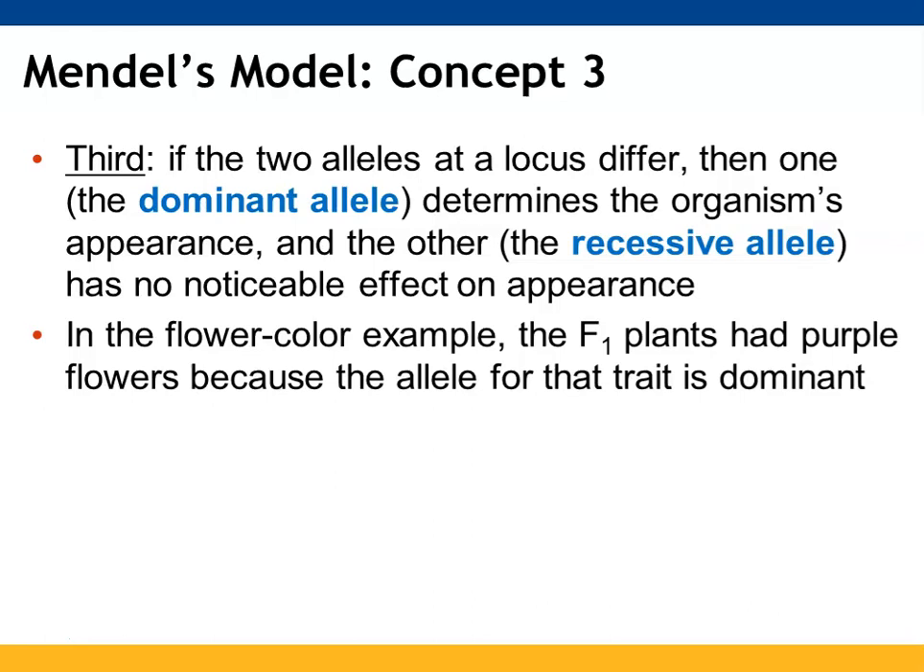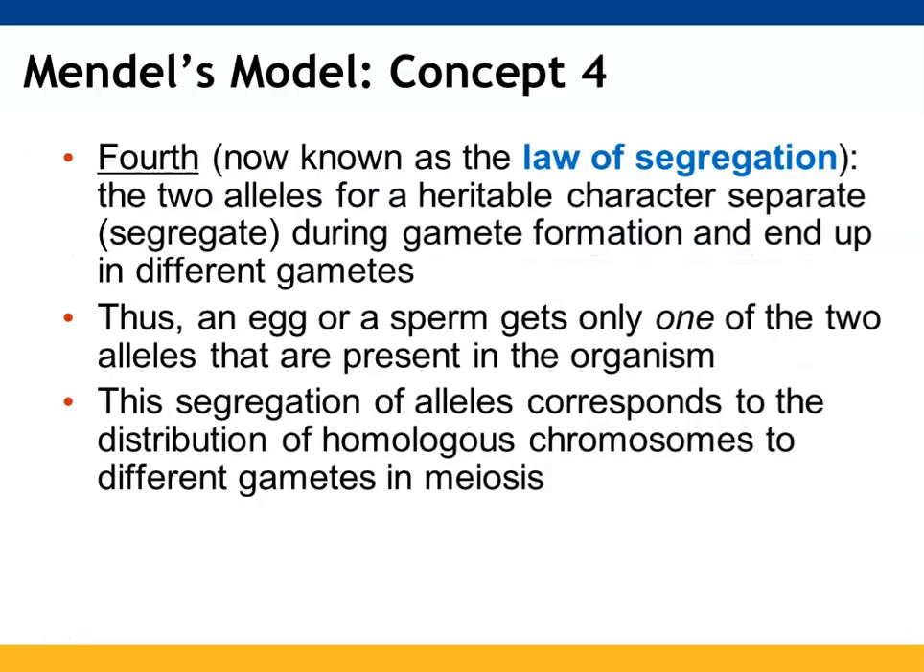So that's why with the F1 generation, we only saw purple flowered plants. The fourth, the law of segregation, is that the alleles for these characters are going to separate during meiosis and end up in different gametes. So the parents have 2 alleles on their homologous chromosomes. One copy of one of the homologous chromosomes is going to end up in one gamete, an egg or a sperm. The other one would end up in another gamete. And so that corresponds with what we've talked about previously with meiosis and how the homologous chromosomes are separated.